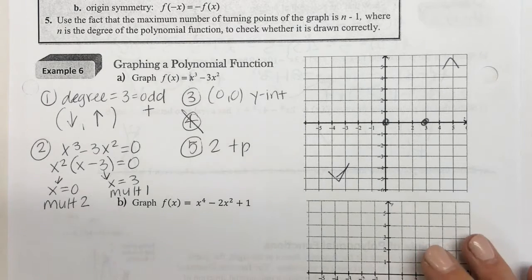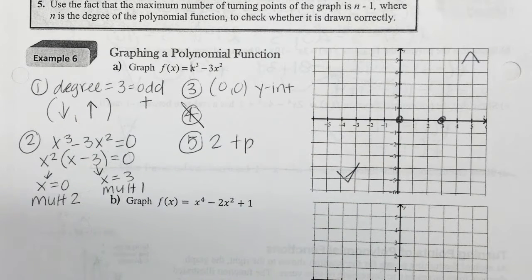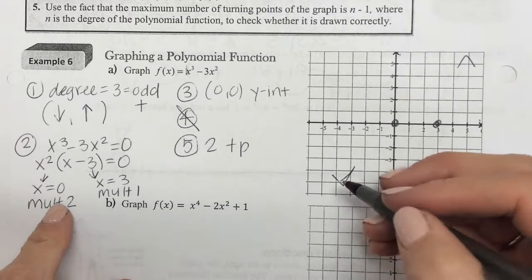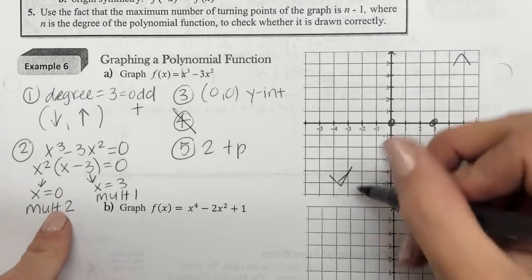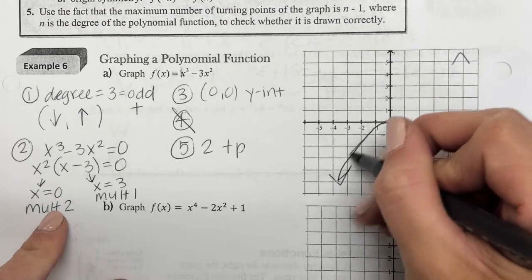Okay. Now, here's where the multiplicities come in. Do y'all remember what I told you what even multiplicities do? They bounce off that point. So when the graph reaches 0, it's going to bounce off of it, which means it's not going to break through it. It's just going to hit it and bounce back this way.